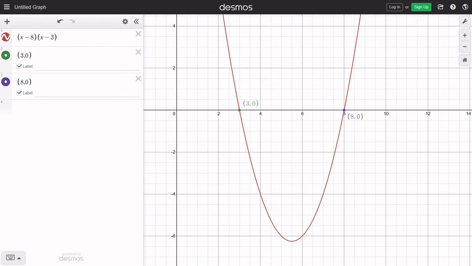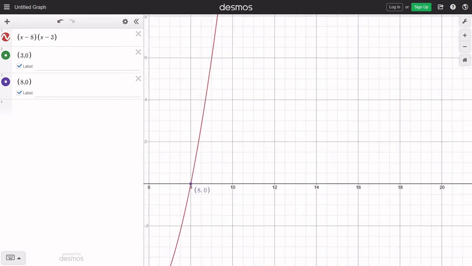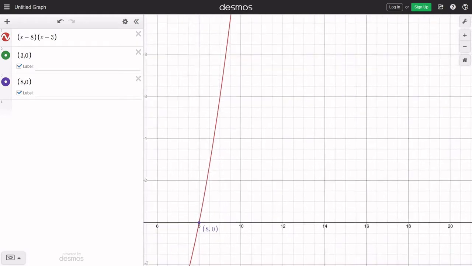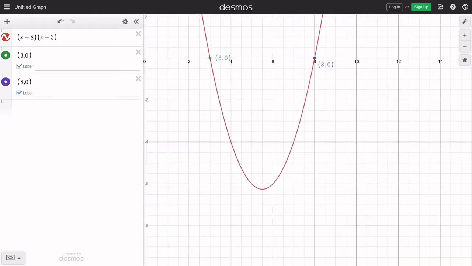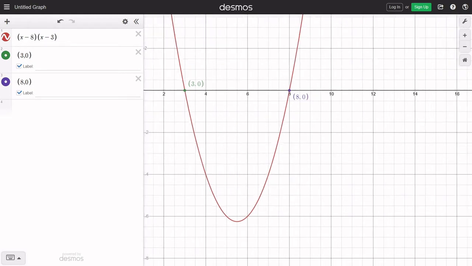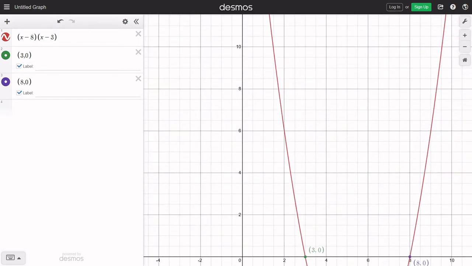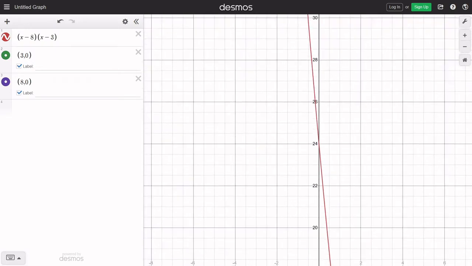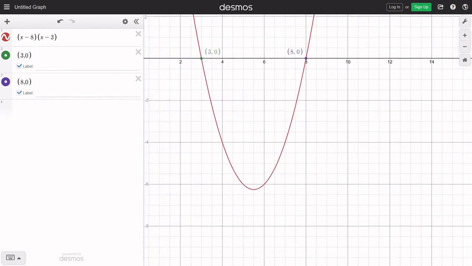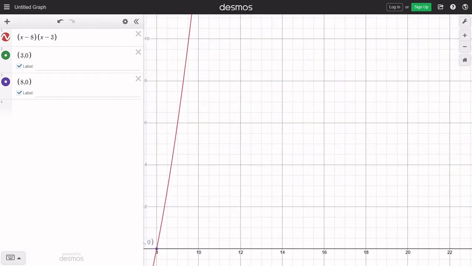And you can see that on the left-hand side of 3, we have the function being positive. On the right-hand side of 8, we have the function being positive. And everything between, the function will be negative. So that's kind of our intervals here. We have negative infinity to 3, then 3 to 8, and 8 to infinity. From negative infinity to 3, the function is always above the x-axis. It just keeps going up and up and up. From 3 to 8, everything is below the x-axis. And finally, from 8 to infinity, everything is above the x-axis.